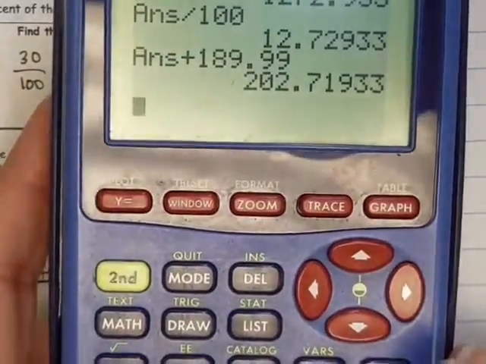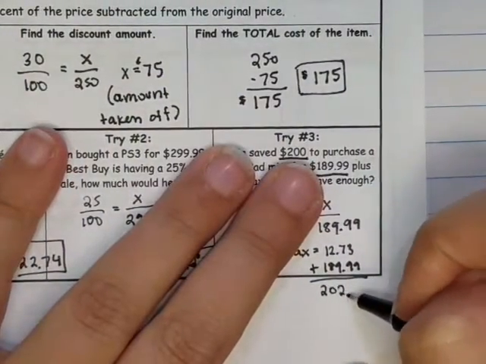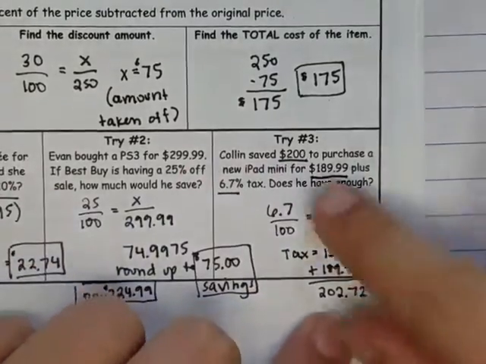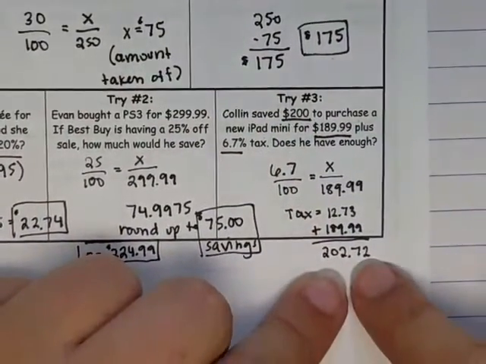And I get a total of $202.72. So Colin only brought $200. So does he have enough money?